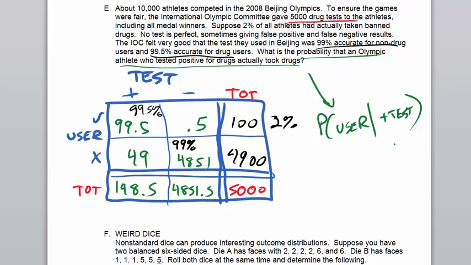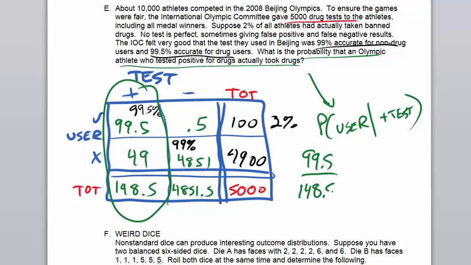So, restricted sample space. I've got a positive test. The probability of users, well, that's 99.5 of those out of the 148.5. And when I get a decimal approximation for that, that's 0.67. That's a little disturbing. There's a 67% chance that you are a drug user if you get a positive test, which means there's a 33% chance that you're not.